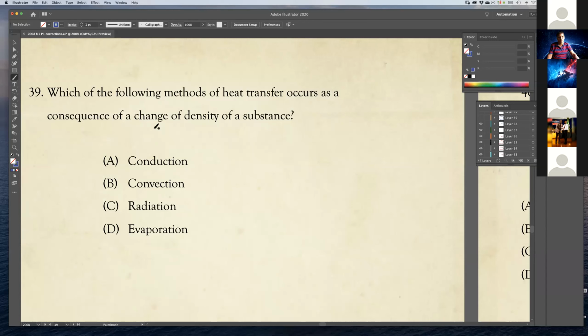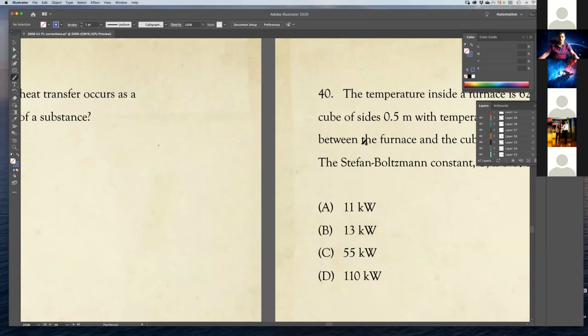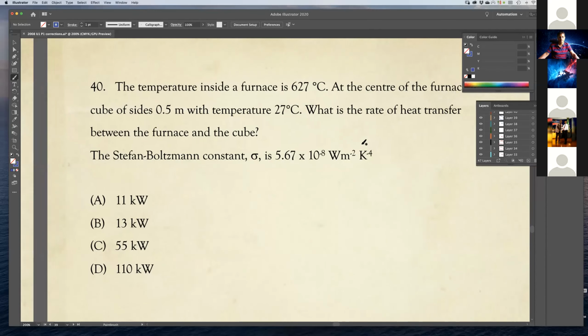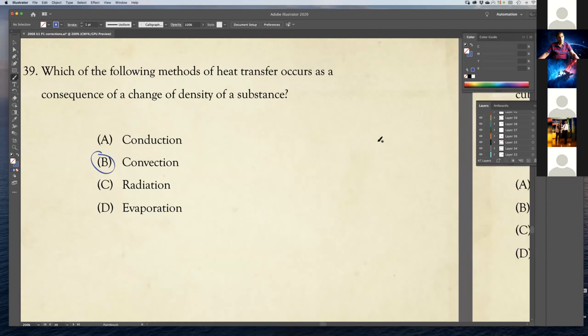Number 39. Pretty straightforward. Convection is a consequence of density change. So you can pick up that one, so I can leave it.